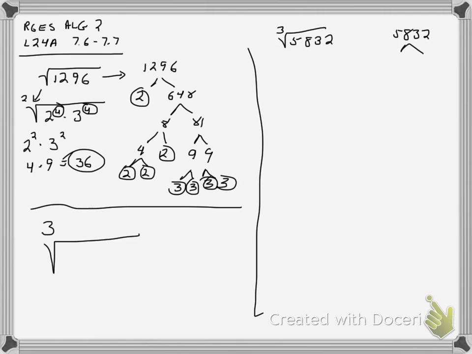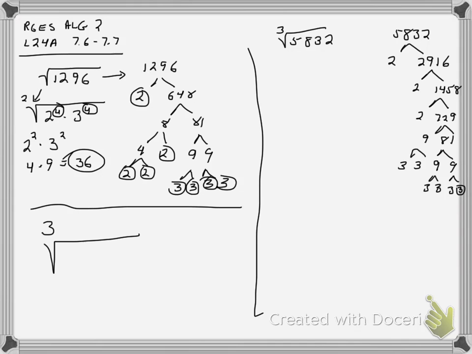I'll factor out a 2, and I'll get 2916, and I'll factor out another 2, and I'll get 1458. I'll factor out another 2. I'll get 729. I'll factor out a 9. I'll get 81. This goes to 3 and 3. This goes to 9 and 9. 3 and 3. 3 and 3.